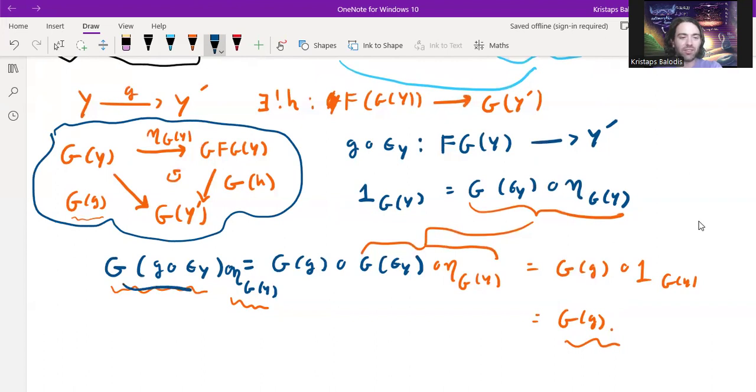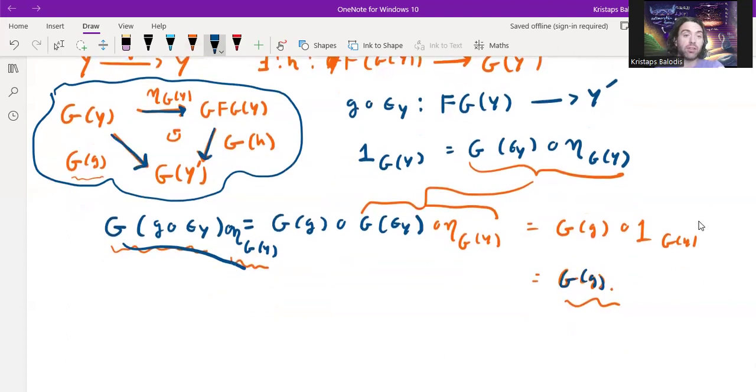Yes, right. This is going around in this direction, and I was able to conclude that it's equal to G of G, which is the other arrow here. So what does that mean? By the uniqueness of H, I conclude that G composed with epsilon sub y is equal to H. Okay. That's one part of the diagram.